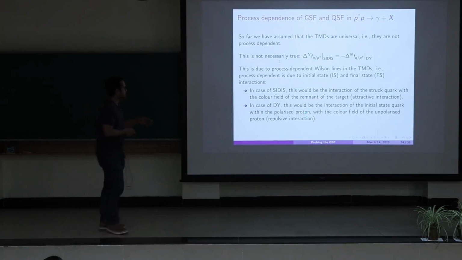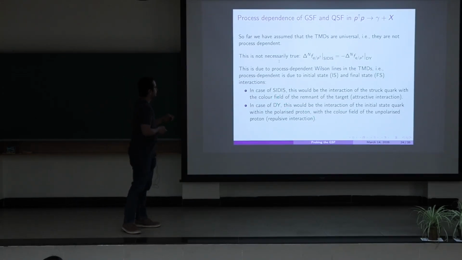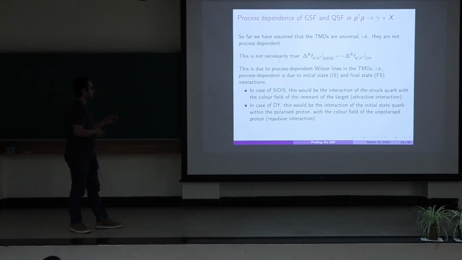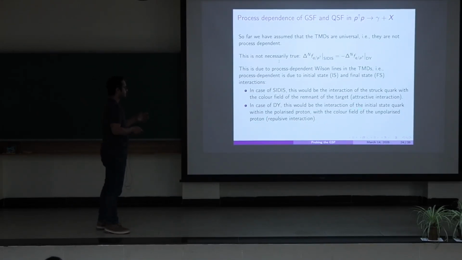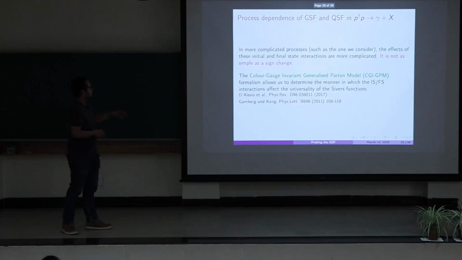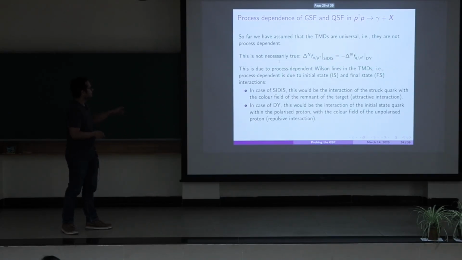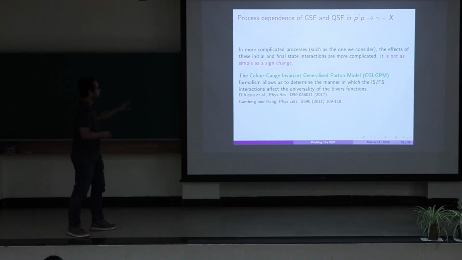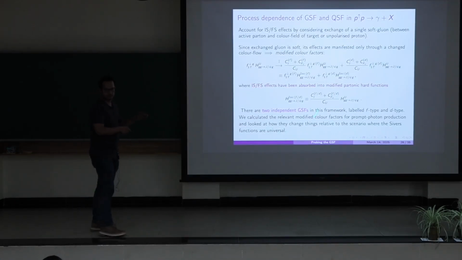And this is actually a well-known result. These Wilson lines take into account the interaction of the struck quark with the color field of the remnant of the target in the case of Sivers, or it would be the interaction of the initial state quark with the color field of the unpolarized proton in Drell-Yan. So basically, in Drell-Yan and SIDIS, the quark Sivers function has an opposite sign. And so we basically took these effects into account.